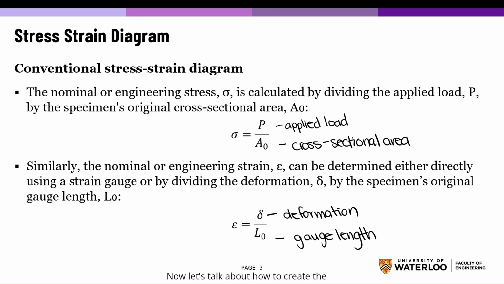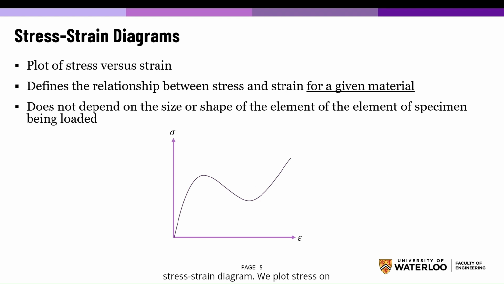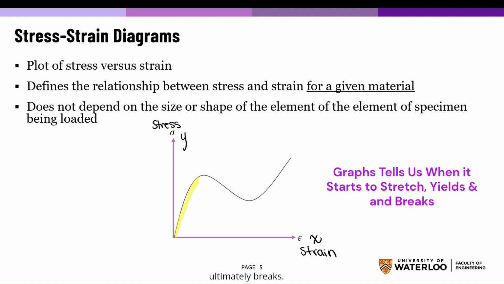Now let's talk about how to create the stress-strain diagram. We plot stress on the y-axis and strain on the x-axis. By using the formulas we just discussed, you can convert the data from an experiment into these two values and plot them as points on the graph. The curve that is formed is known as the stress-strain curve or the stress-strain diagram. The diagram provides valuable insight into how a material behaves under different loading conditions, such as when it starts to stretch, when it yields, and when it ultimately breaks.